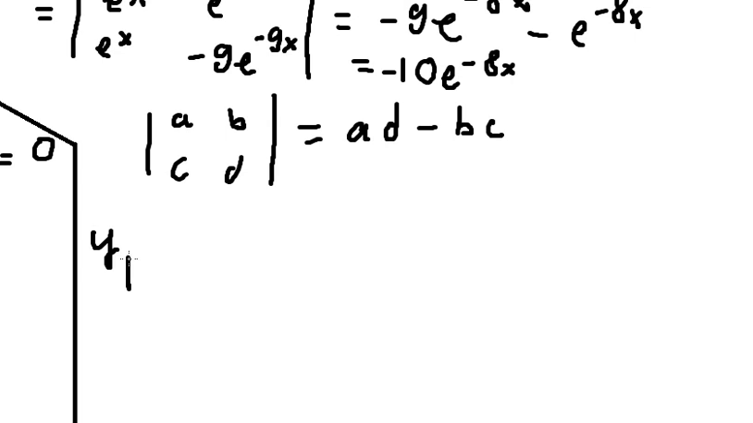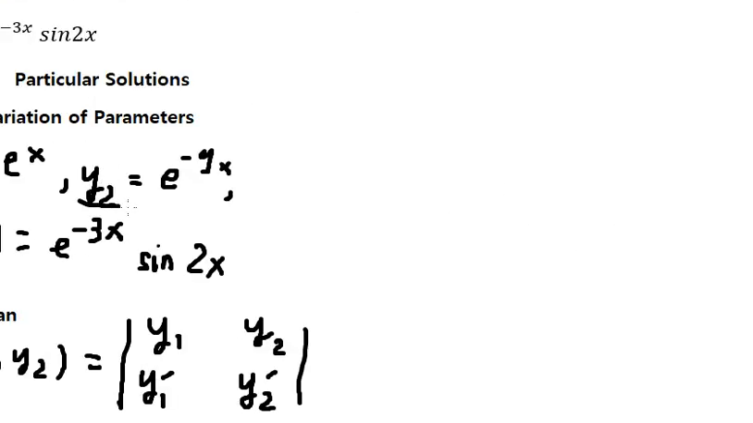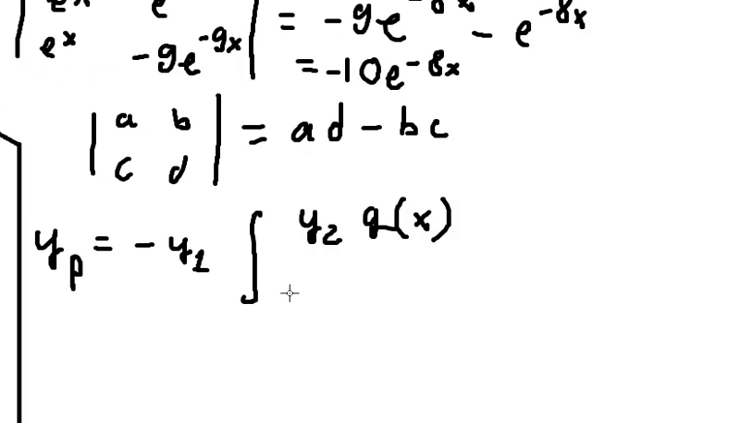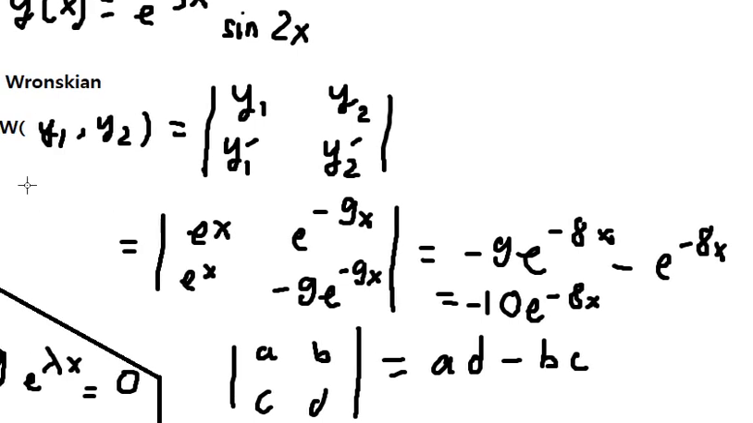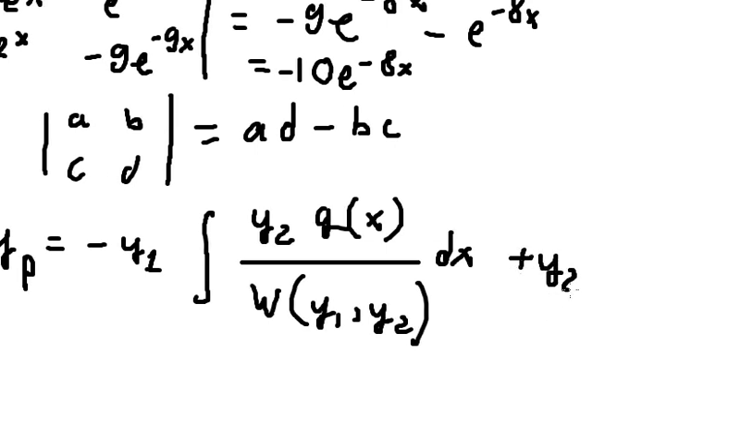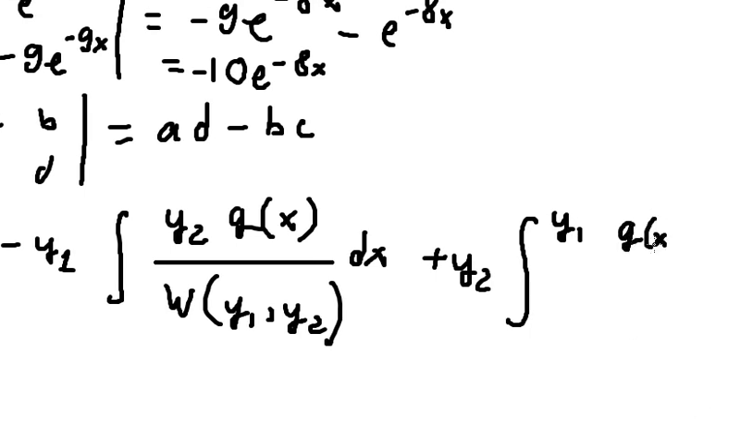That is about YP. Particular solutions, we have negative y number 1 and we have the integration of y number 2 g of s. That means y number 2 multiplied with g of s in here. So later we divide by the Wronskian. That's it, this one. Now we will go to y number 2 and we have the integration of y number 1 multiplied by g of s over the Wronskian. That is this one.